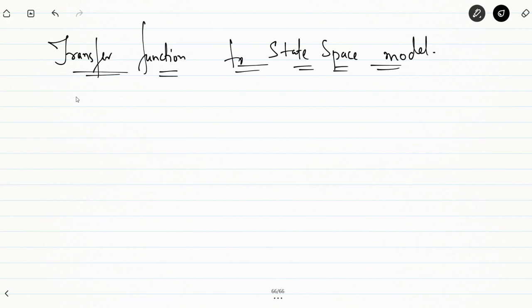Now we have already studied that the state space model of any system is not unique. So a system can have a number of state space models. You can have different forms of state space models.